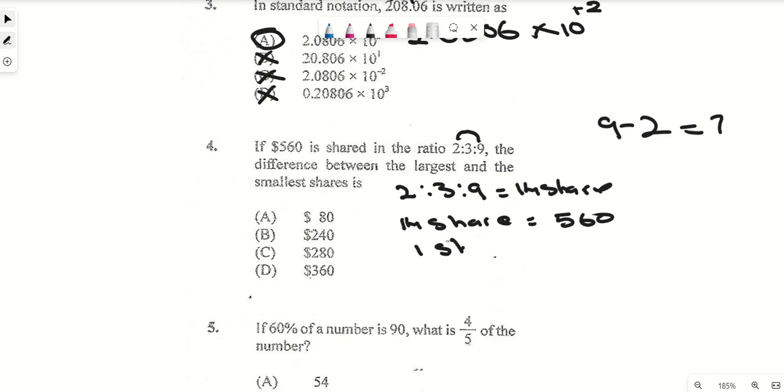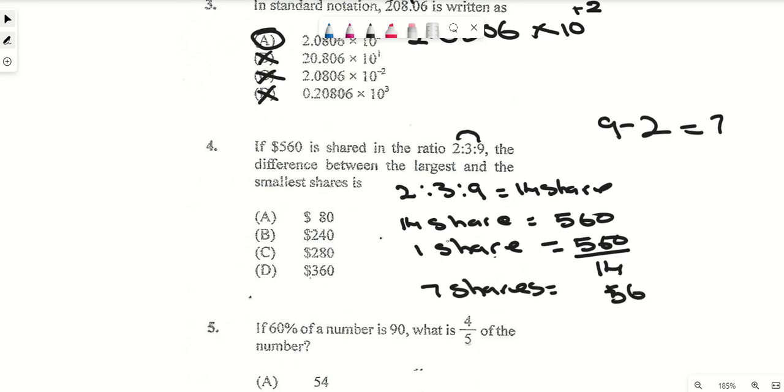So we find for one share first, we do an if-then-therefore. If 14 shares is 560, then one share would be 560 over 14, and they ask for 7 shares, which would be 560 over 14 multiplied by 7 over 1. 7 into 7, 1. 7 into 14 is 2. 2 into 2, 1. 2 into 5 is 2 remainder 1, 2 into 16 is 8. It has no remainder, so it would be 280. So the answer is C.